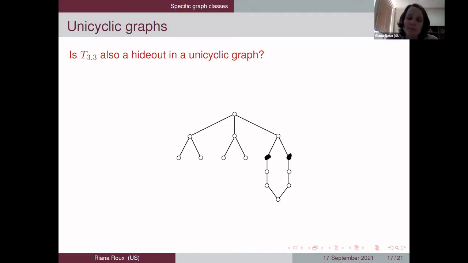So what do we do from here? Then we have to figure out, is this the only case of T33 where this happens? Do there exist other hideouts in unicyclic graphs? Because in the end, because the localization number can only be 1 or 2, it would be great if we can also characterize unicyclic graphs.